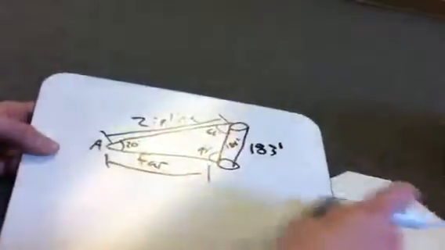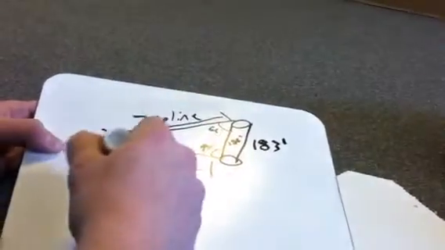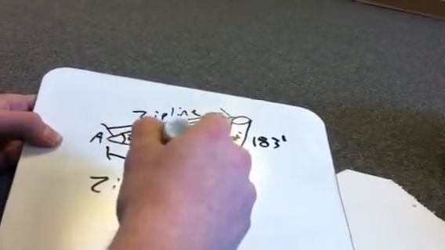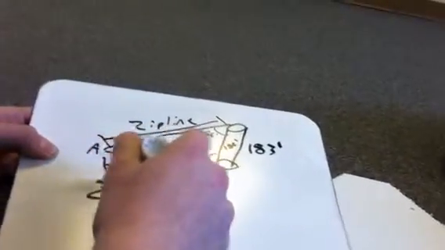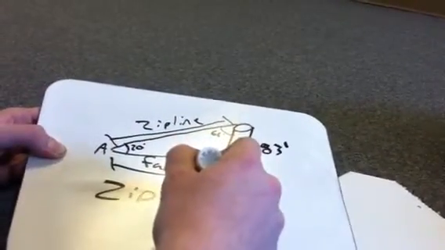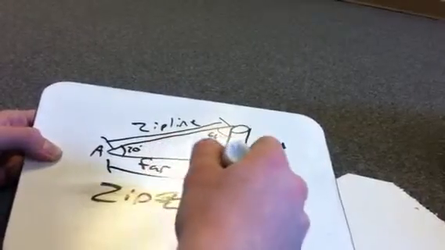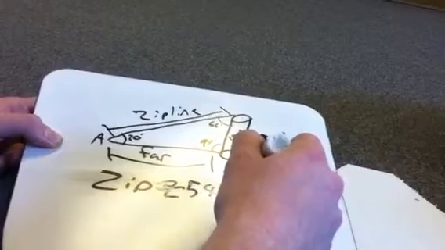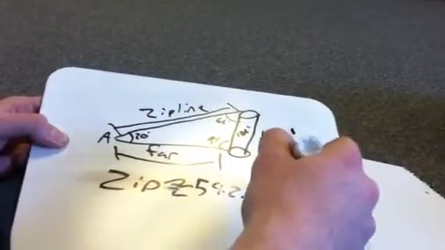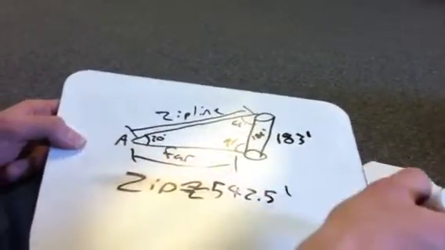And if you enter that into your calculator, you will get that the zip line is about 542 feet, or 542.5 feet.